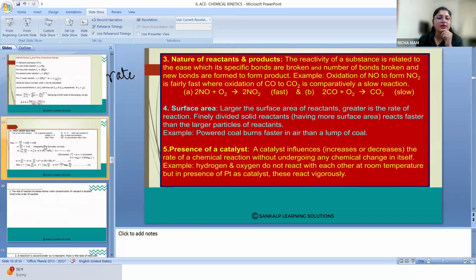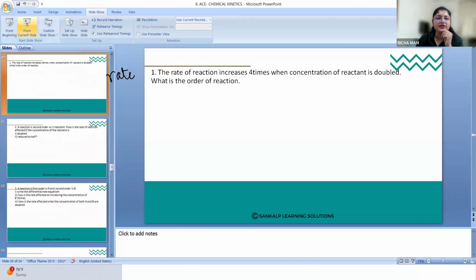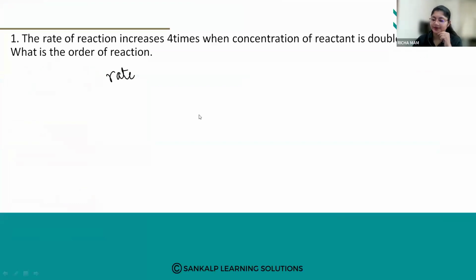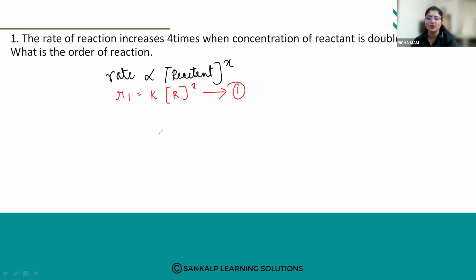So how is rate associated with the reactant? It is directly proportional to the reactant. And the exponent is given as x. So how do we write the rate expression? The rate expression is given as R1 equals K into reactant R raised to X. So let us consider this as 1, with respect to a simple rate, where a reaction is undergoing.